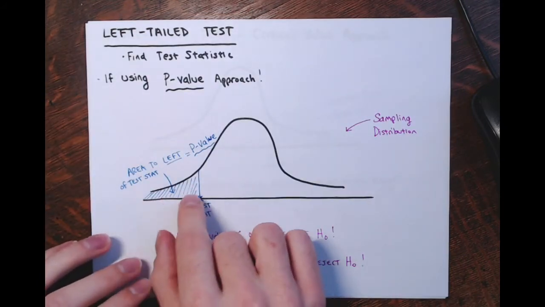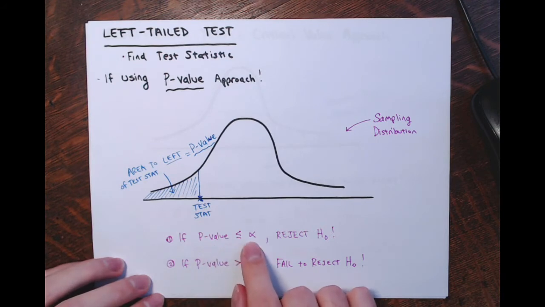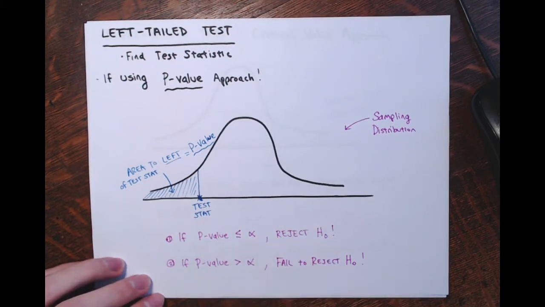So if this area to the left of the test statistic is less than or equal to alpha, you reject the null hypothesis. And if the p-value is greater than alpha, you don't reject it.